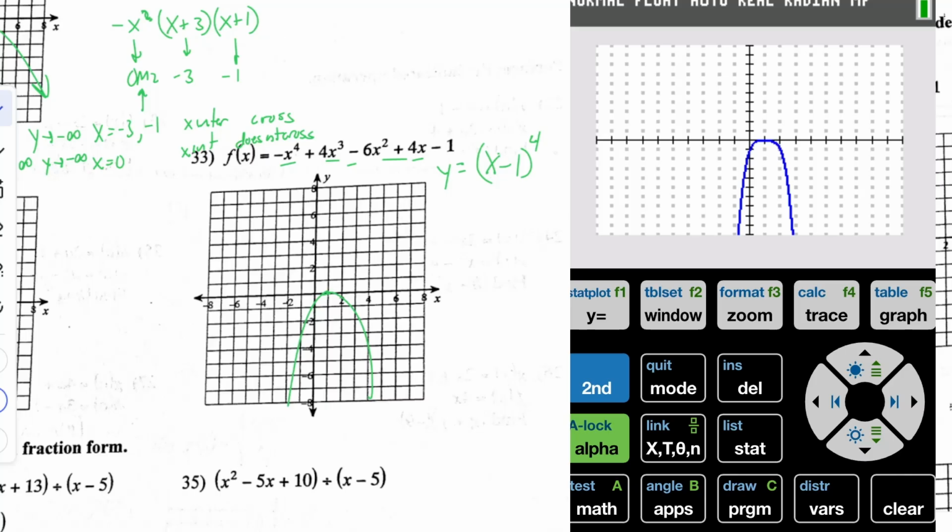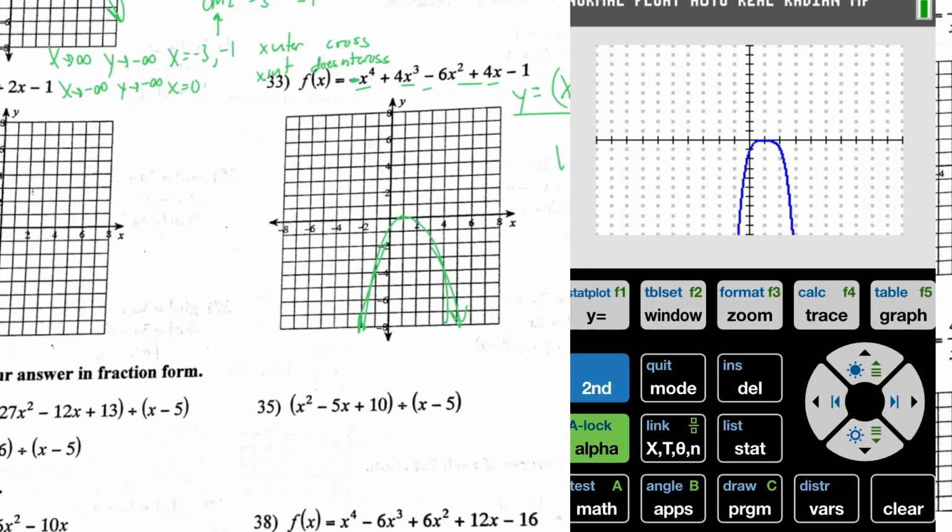The end behavior, because it's negative, it goes down on the right, and because it's even, it's going to do the same thing on the left side. Listing all the zeros are just 1, and there's 4 of them there. And it only has one x-intercept, which does not cross the x-axis.